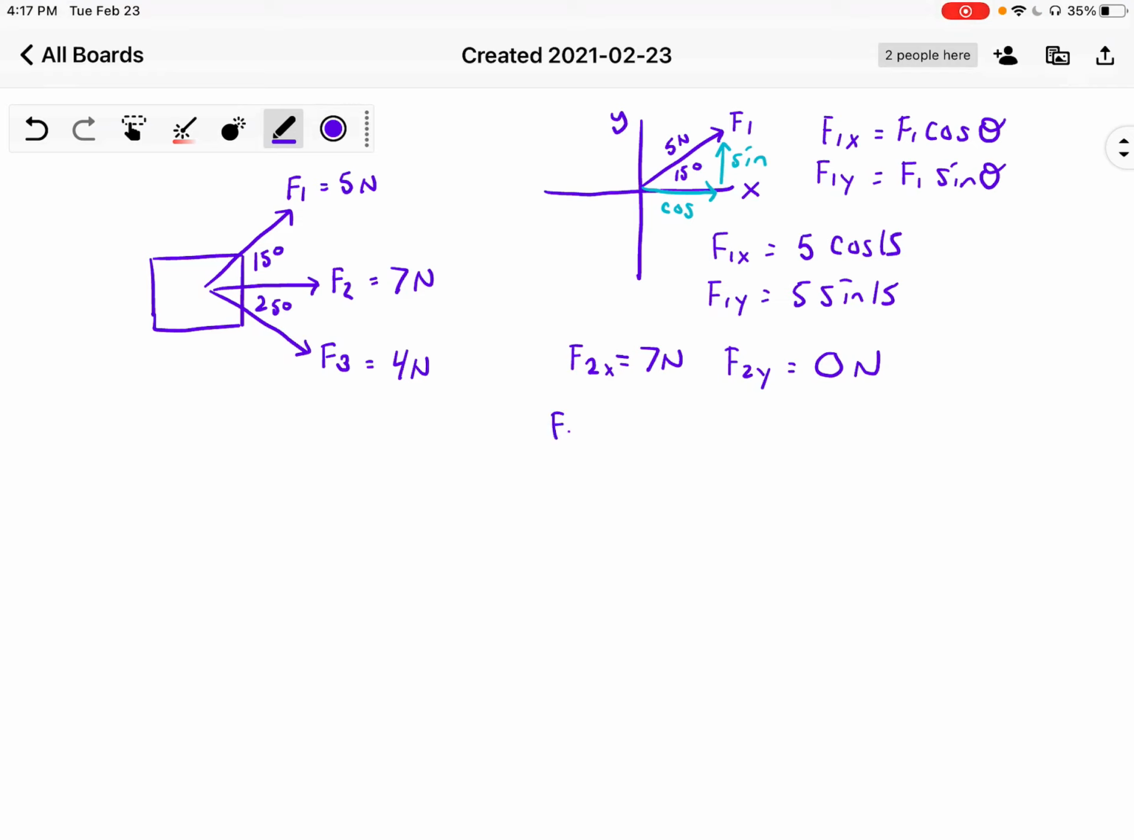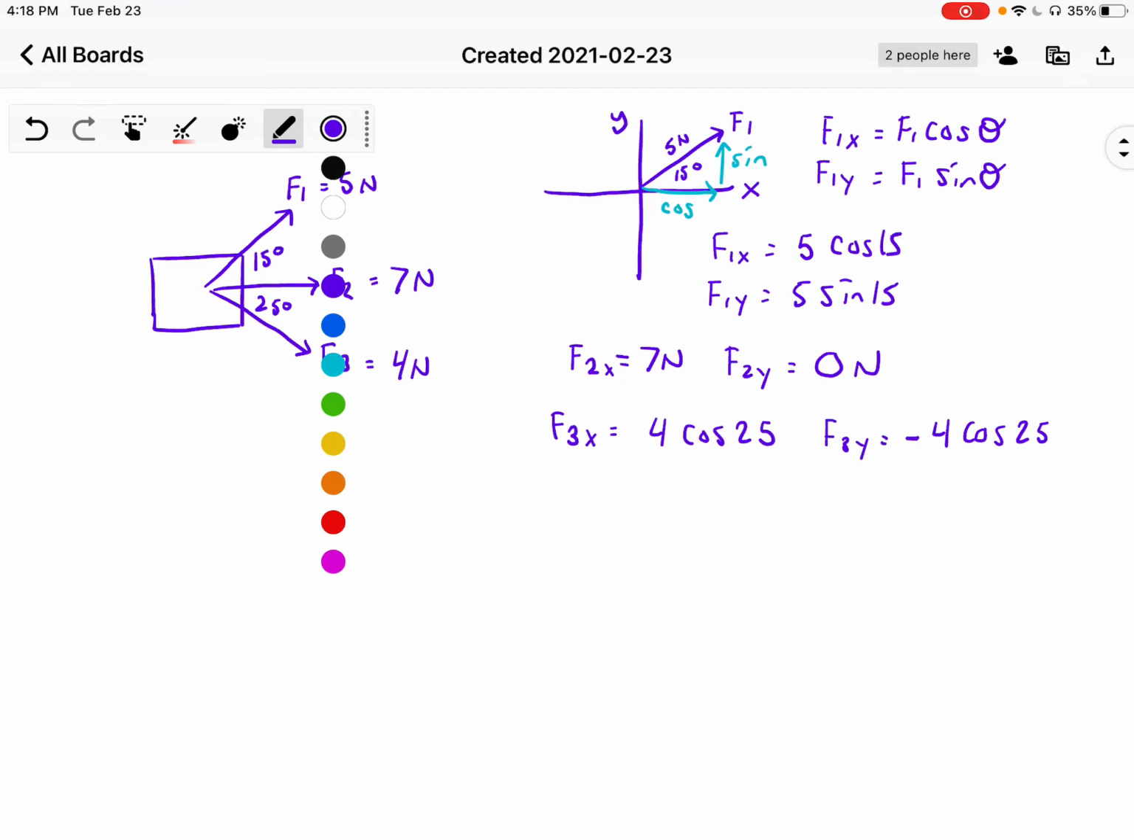F3, we can see, is below the horizontal, so its y component is down or negative, and its x component is to the right, so its x component is still positive. So F3x is positive 4 cos 25, and F3y is negative 4 cos 25.